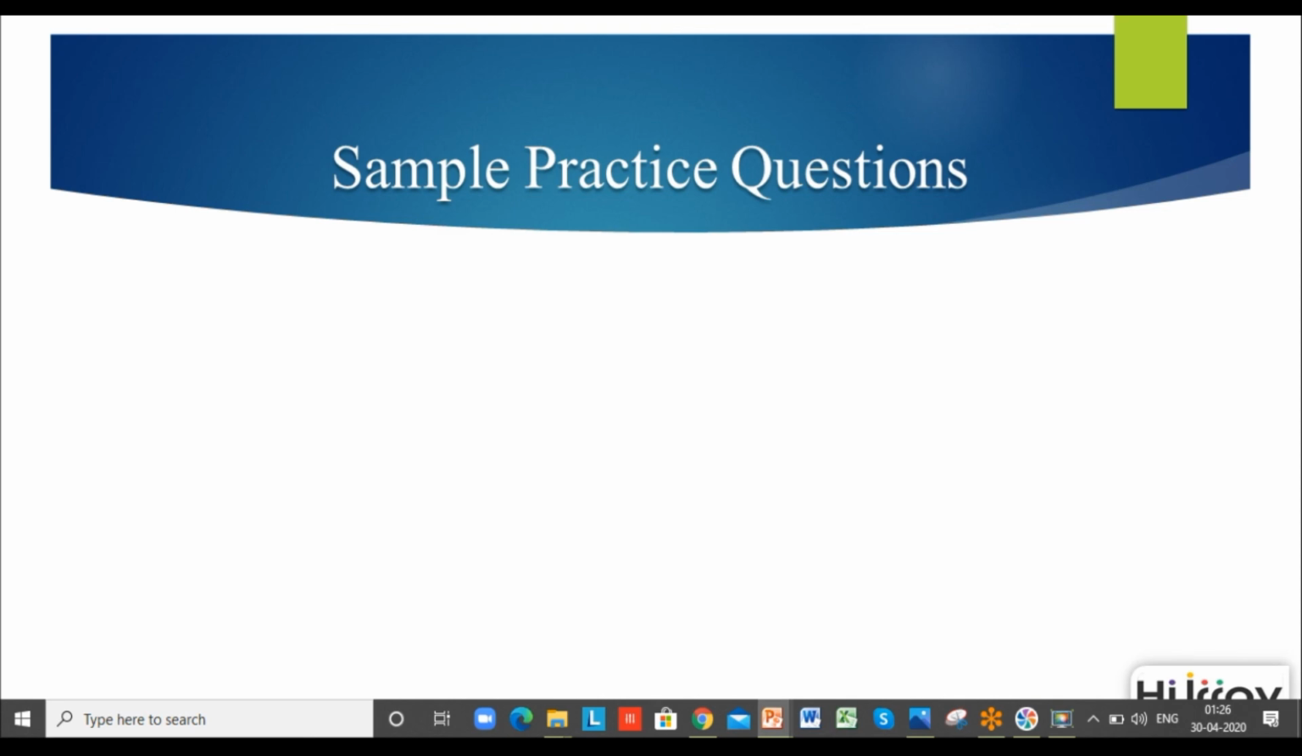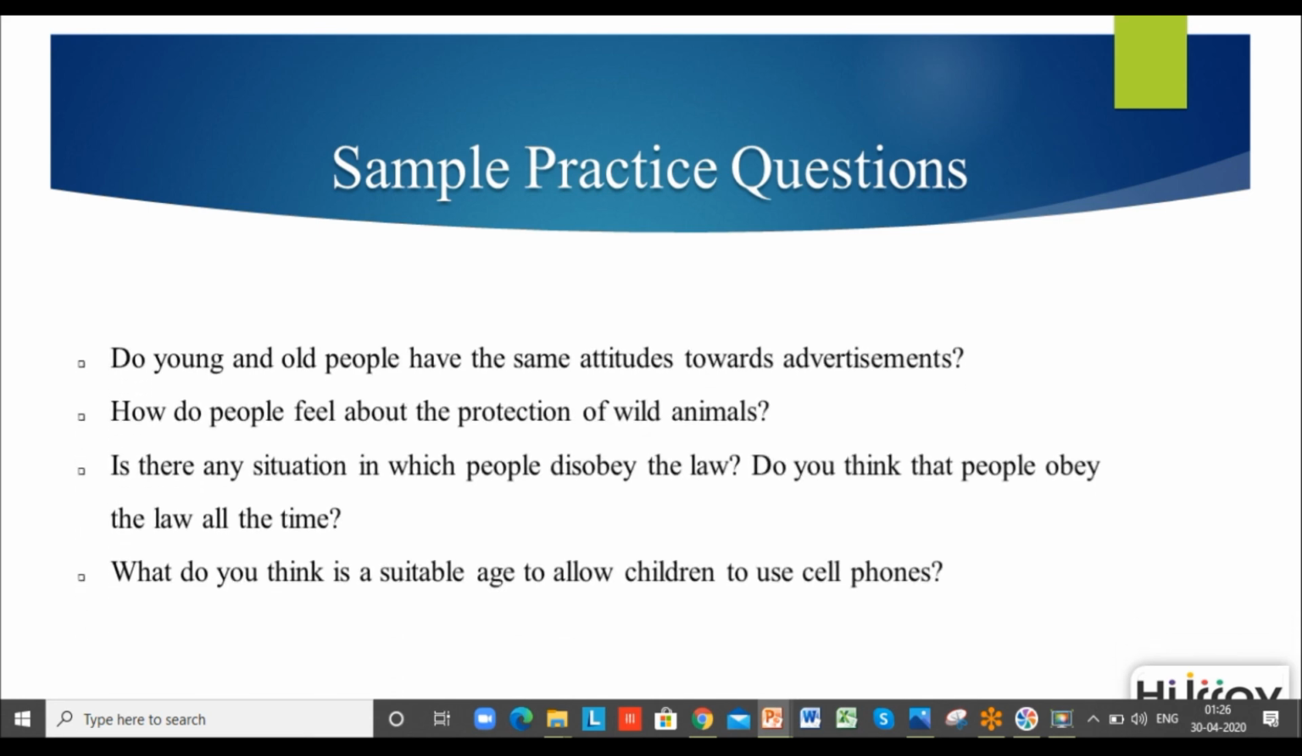I hope these tips have been helpful for you. Let's take a look at some practice questions which you could use to practice by yourself. Do young and old people have the same attitudes towards advertisements? How do people feel about the protection of wild animals? Is there any situation in which people disobey the law? Do you think that people obey the law all the time? And the last question is, what do you think is a suitable age to allow children to use cell phones?